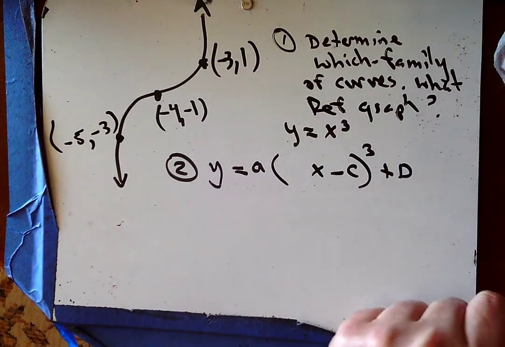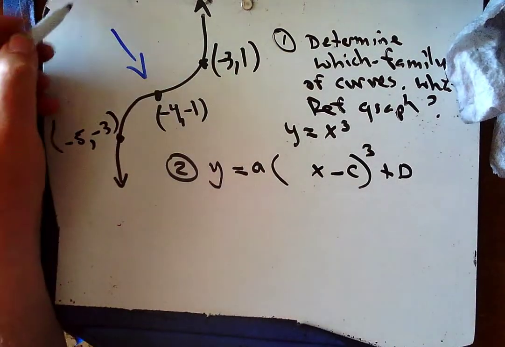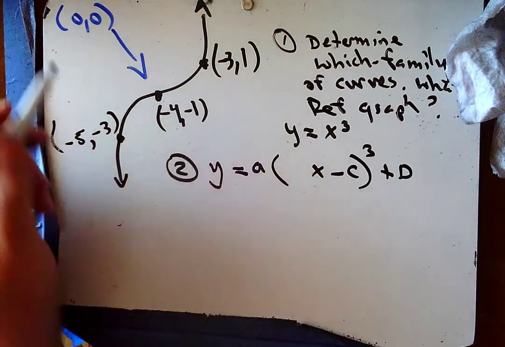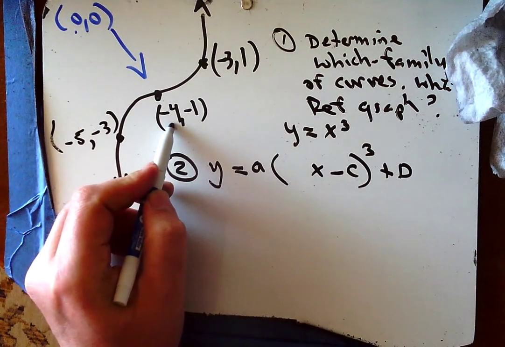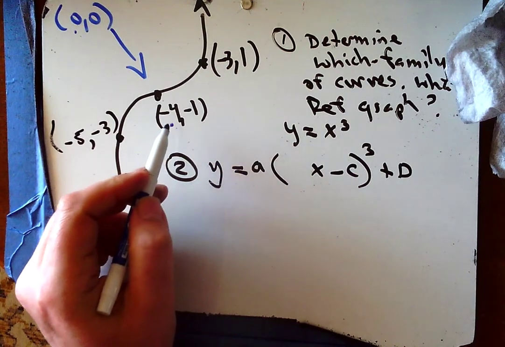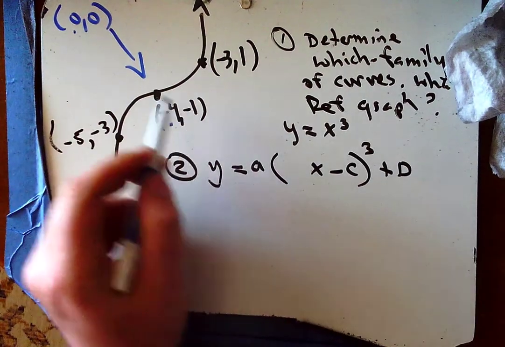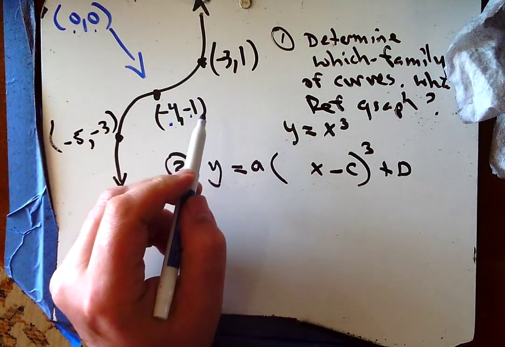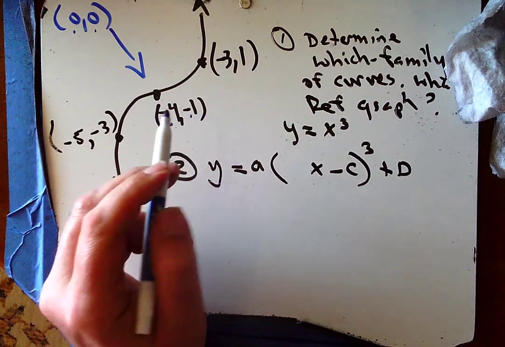Now, how do I find the letters? Okay, well, that's easy, actually. On the reference graph, this point is 0, 0. And so, what did I have to do to this to get this? Well, I had to subtract 4 from all the x's. And what did I have to do to this to get that? I had to shift the graph down 1. I had to subtract 1 from all the y's.